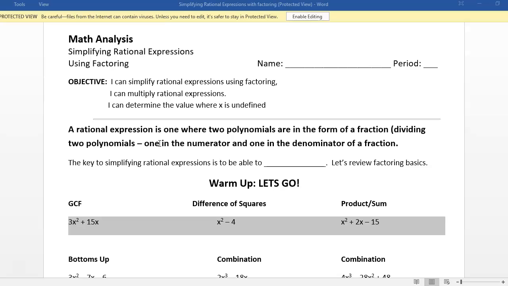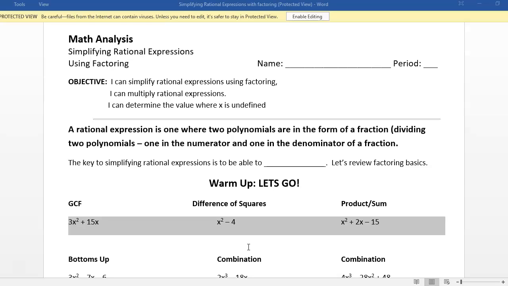All right. So let's go through what a rational expression is. A rational expression is one where two polynomials are in the form of a fraction. So I'm dividing a polynomial over a polynomial, one in the numerator, one in the denominator. We were working with rational expressions that were monomials. We had a monomial over a monomial, and we used the rules of exponents to simplify that rational expression.